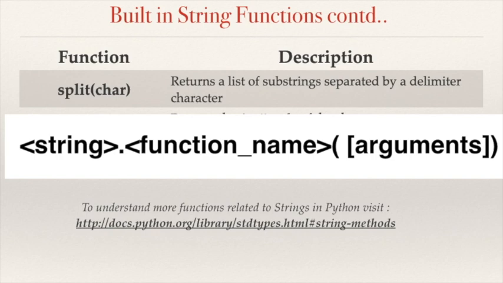The name of the function is followed by parentheses within which we pass arguments or values on which the function acts upon to produce the desired result. The string before the dot operator is the function invoking string, or the one that calls the function. Let us understand this syntax with the help of an example.